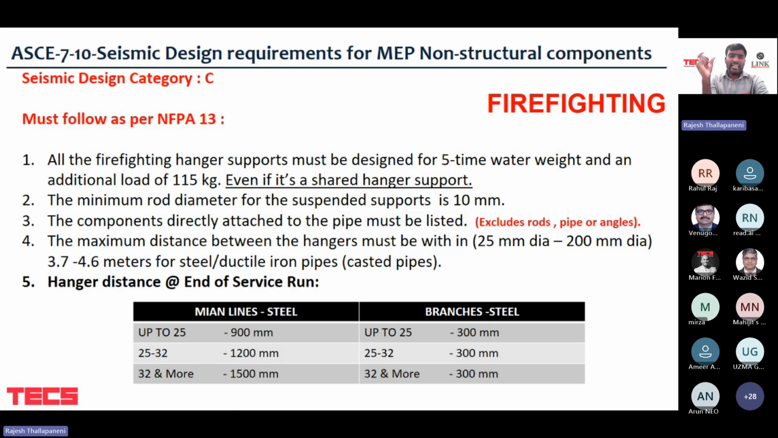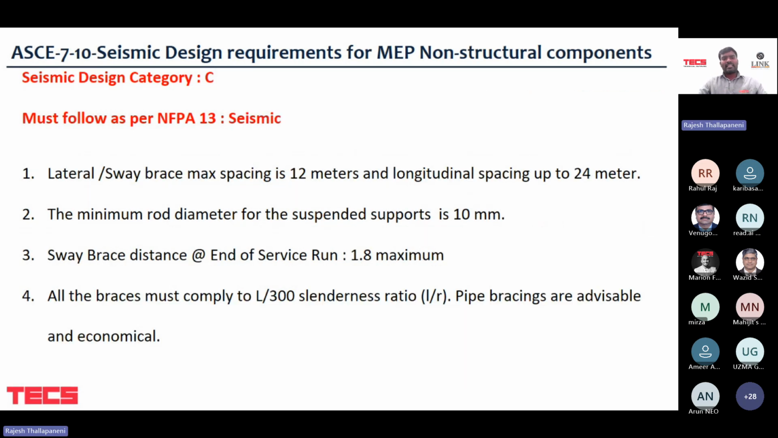But the components like anchor fasteners or the pipe clamps are very important, which must need to have approval. So the maximum distance between the hangers is again in the code, which I'm just giving you an overview of. You can also refer to NFPA 13, where all this data is clearly mentioned chapter-wise. So this is the basic requirement of firefighting supports.